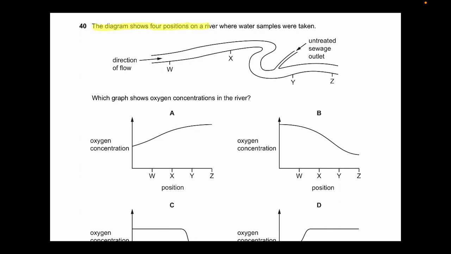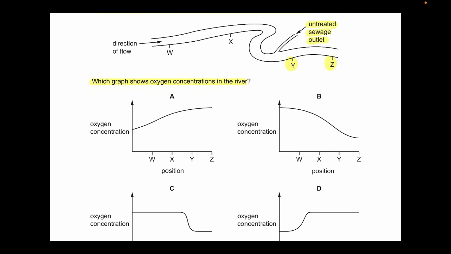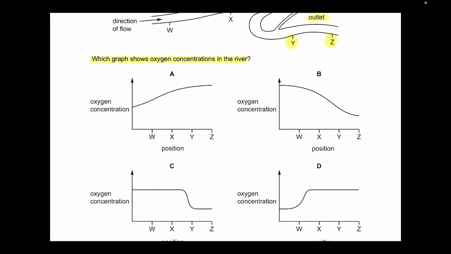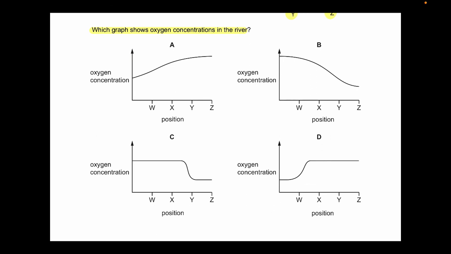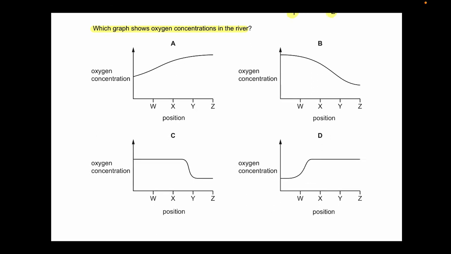The diagram shows 4 positions on the river where water samples are taken. Which graph shows oxygen concentration in the river? Untreated sewage outlet. We can see at points Y and Z we will have low concentration of oxygen because of the aerobic bacteria breaking down the sewage. So at points Y and Z, concentration of oxygen will definitely decrease. But up until X, the concentration of oxygen must be really high. So C is the correct answer.